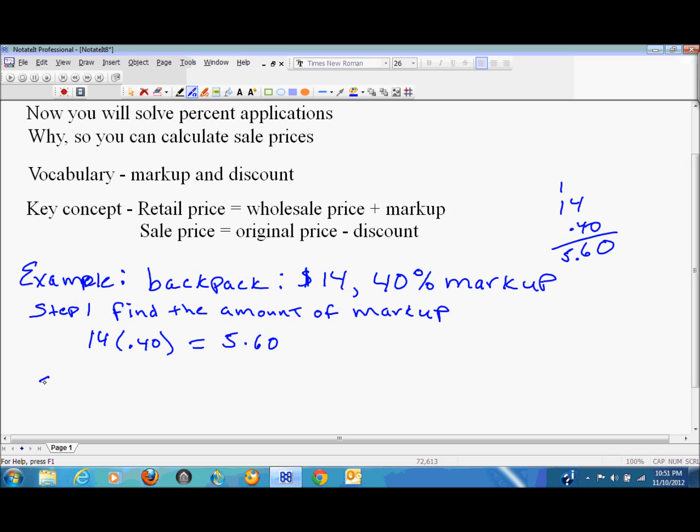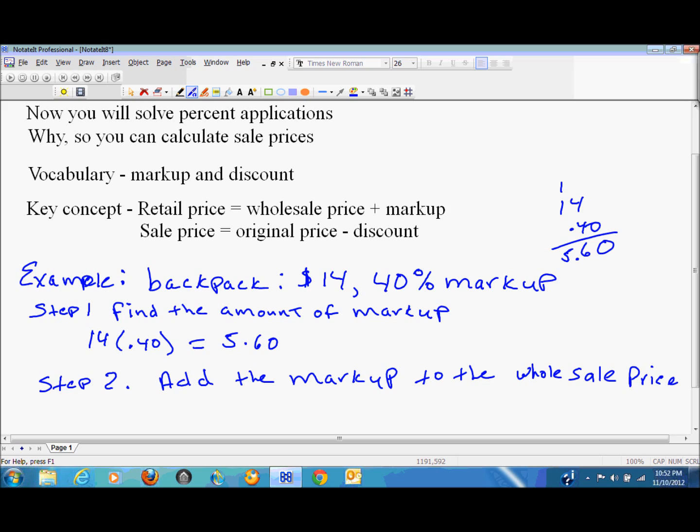Now step 2 tells us that we want to add the markup to the wholesale price. So step 2 says add the markup to the wholesale price. And remember, the wholesale price in this case was $14. So now we will add 14 plus $5.60. Let's go up here and do that.